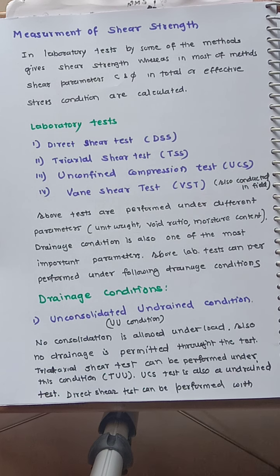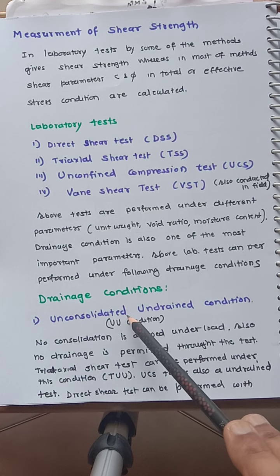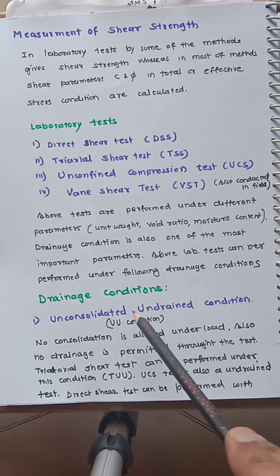Because these tests can be done in different drainage conditions. So what are these drainage conditions? Three important drainage conditions are there. The first drainage condition is called the unconsolidated undrained condition.